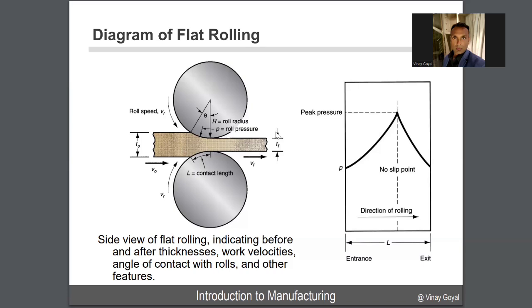So what you see here is a side view, and it shows you how the different features come into play to create that flat rolling. The peak pressure occurs somewhere between the entrance and the exit. So somewhere at this location, and you can see that pressure is increasing from left to right and then drops again, throughout this whole section.